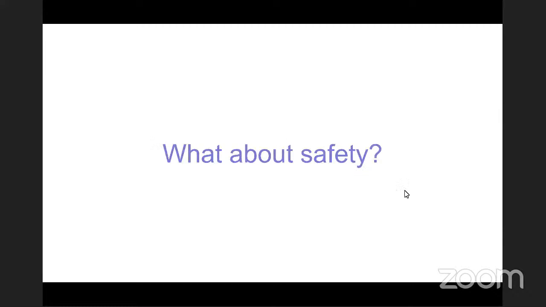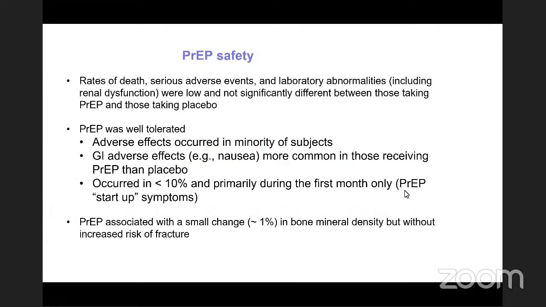A product can be very efficacious, but it cannot be used if it's not safe. These were the first studies where we were using ARVs among HIV negative people, and in research, we assume nothing. Even if they're currently being used by HIV infected persons, we still wanted to demonstrate safety in HIV uninfected individuals. And what was noticed is that there were no differences between those taking the active product versus placebo in terms of rates of death, serious adverse events. These include hospitalization and laboratory abnormalities.